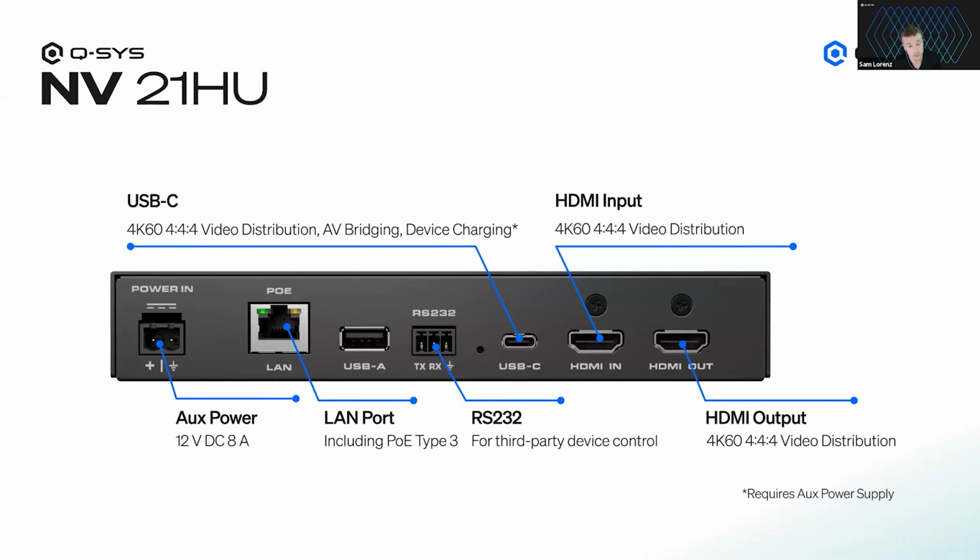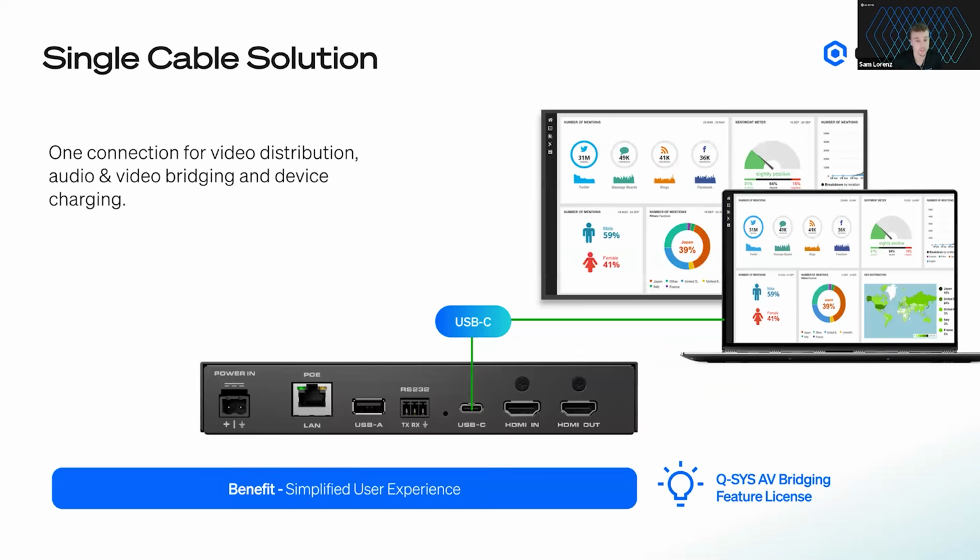Less than the 32, but it still requires PoE++, and it's 45 watts. And on the far left side, you do have the ability to locally power that. Again, you can locally power that if your switch doesn't supply enough power for your NV21, and you can also locally power that if you want that device charging through that USB-C as well. So as I mentioned, the big advantage here with the USB-C is that it's one connection and you get your video distribution, you get your AV bridging, and you can also charge, all through a single connection through the NV21.